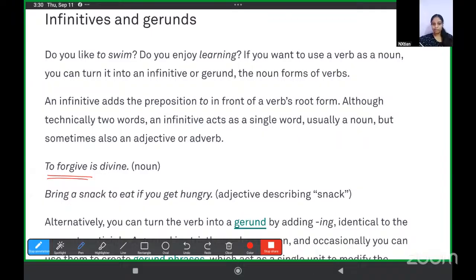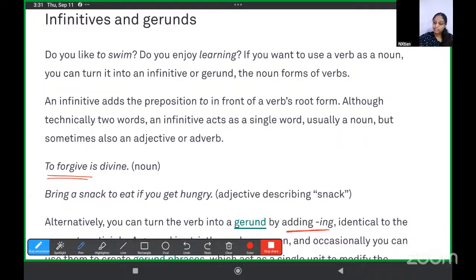In bare infinitive, we don't add to. Yes, bare infinitives and to infinitives. This is a to infinitive. Forgive is your verb and you add to in front of it, so to forgive becomes an infinitive. But what is gerund? It is the ing form of a verb which we use as a noun.